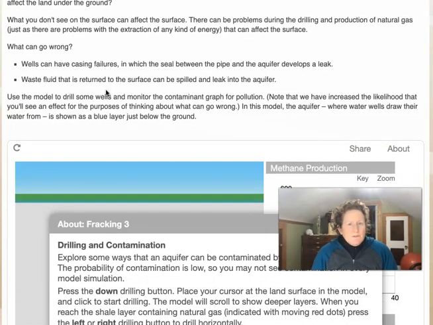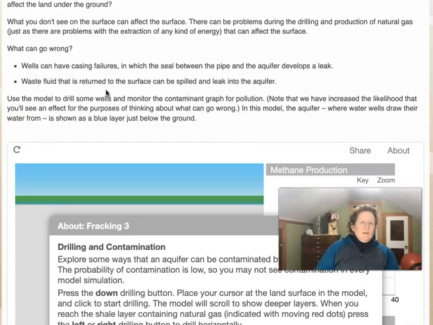What you don't see on the surface can affect the surface. There can be problems during drilling and production of natural gas, just as there are problems with extraction of any kind of energy, whether it's solar or wind or coal or biomass, that can affect the surface. What can go wrong? Wells can have casing failures, which is the seal between the pipe and the aquifer, and it can develop a leak. So you leak contaminated water into the aquifer where we get our drinking water. Waste fluid that is returned to the surface can be spilled and leaking into the aquifer.